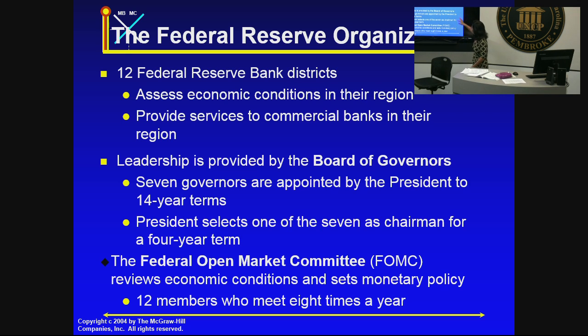Okay, they are set up by the Board of Governors, and there are 7 of them appointed by the president for a 14-year term, pretty long time. But then out of this, they select one to be a chair for a 4-year term. Does anybody know who is the current chair of the Federal Reserve Bank?